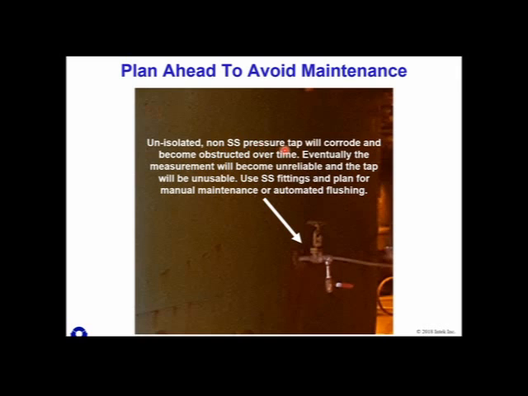Definitely recommend stainless steel fittings so they don't corrode and become obstructed over time. It's tough to see this, but this is an unisolated valve that will corrode and be plugged over time. So this is not very useful, this particular installation. But again, I recommend using stainless steel fittings and planning for some way to manually purge those lines, or I would recommend automated flushing. You just have a system that flushes on a daily basis or whatever. Keep that line clean and free of debris and corrosion products.